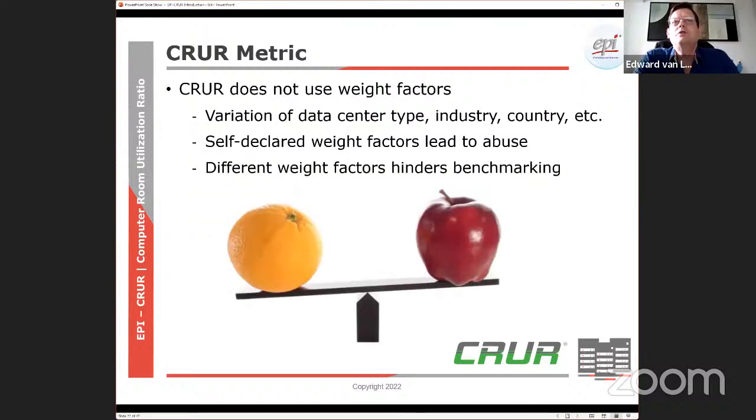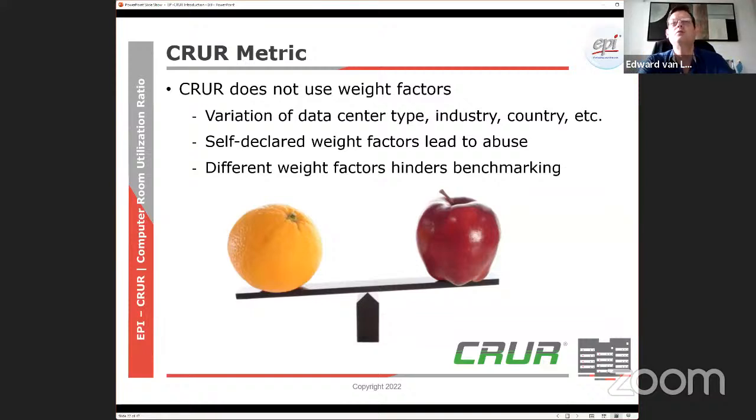Now, one of the things you need to realize is that the CRUR metric does not use weight factors. And later, when I explain to you what CRUR is, you will see that within the CRUR metric itself, there are a variety of parameters that we are measuring. And what we say here is that each of those parameters will be counted as metric 1. So we are not going to apply weight factors. So we're not going to say, for example, UPS efficiency is more important than aircon efficiency.